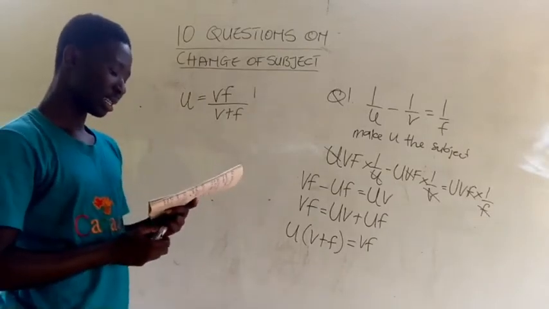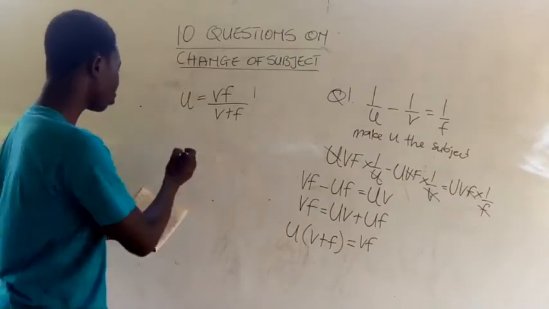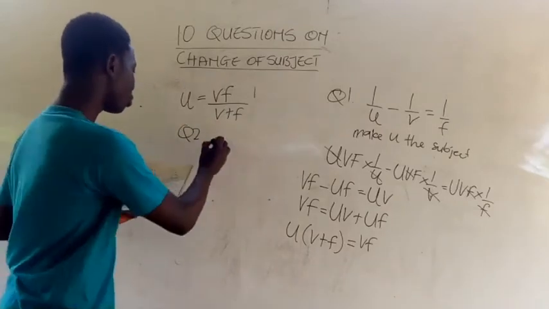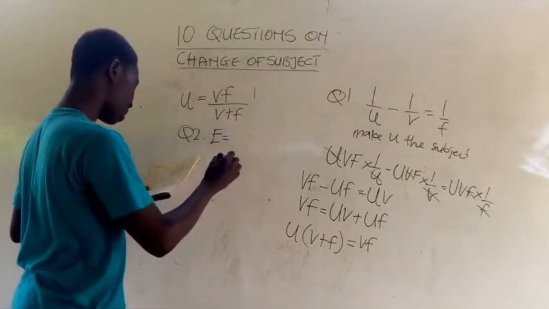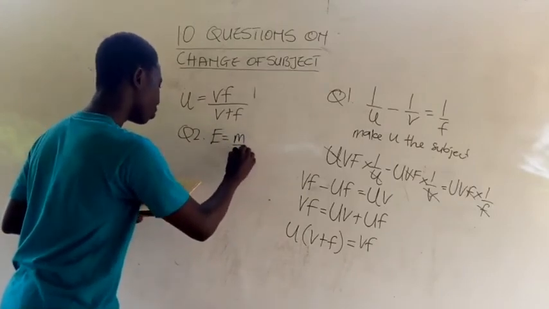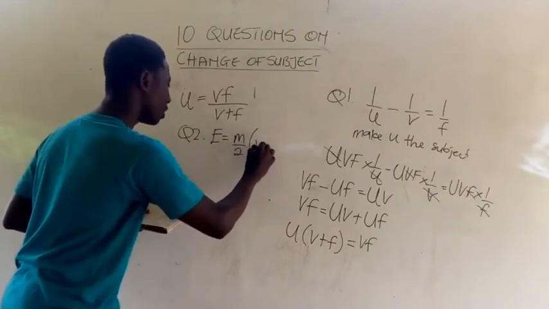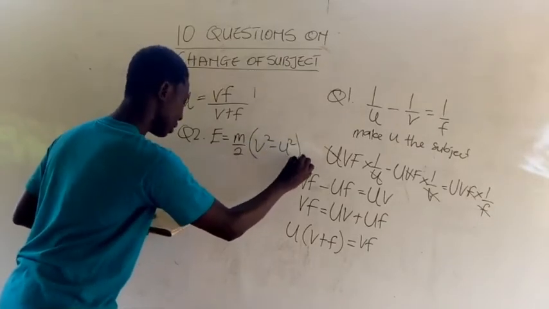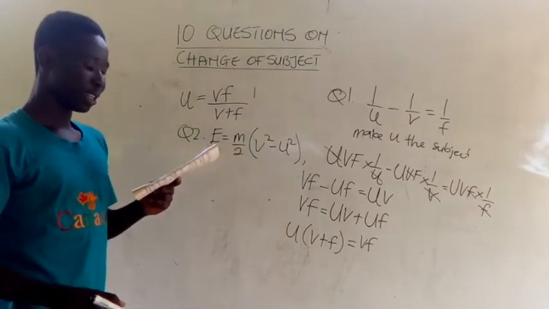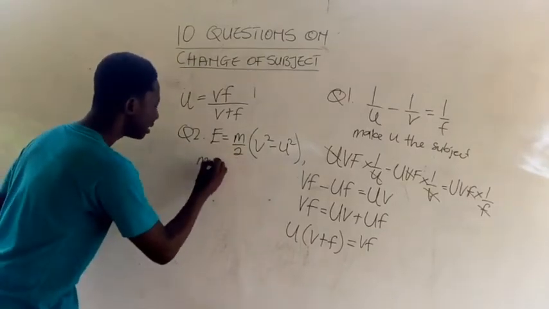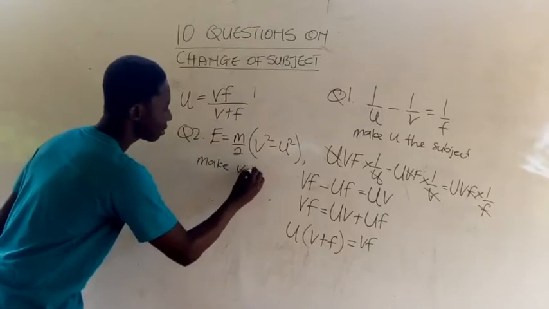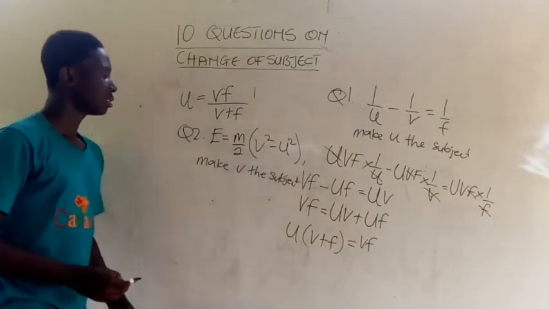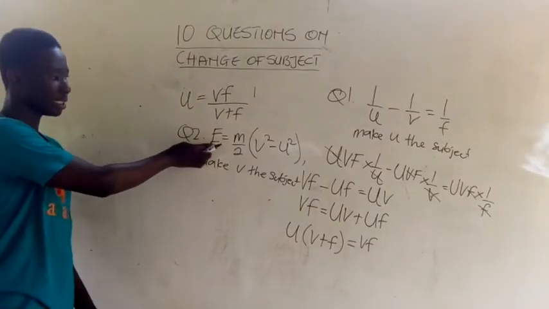So let's move on to the second one. Question 2, if E is equal to m over 2 into v squared minus u squared, make v the subject. So we are making v the subject. So this is the question.